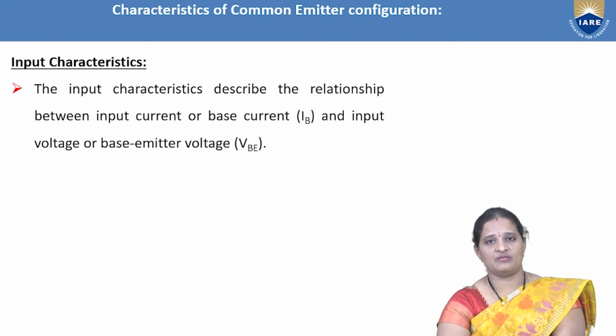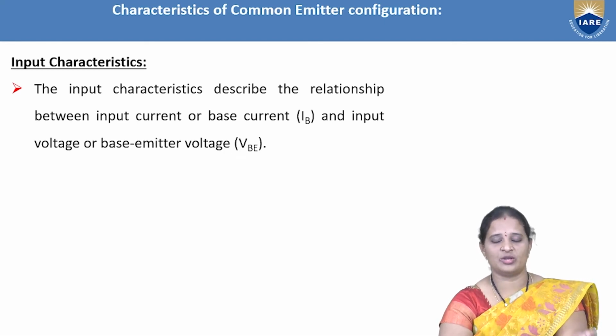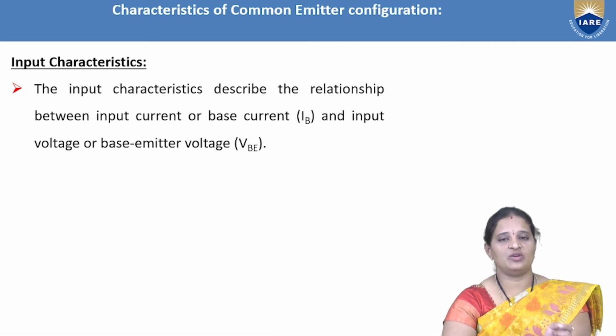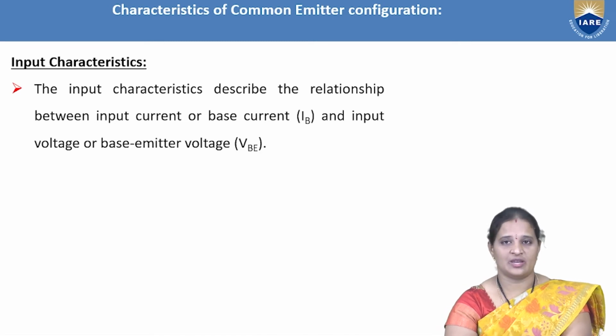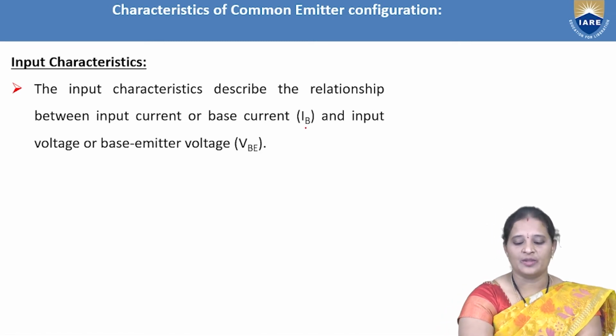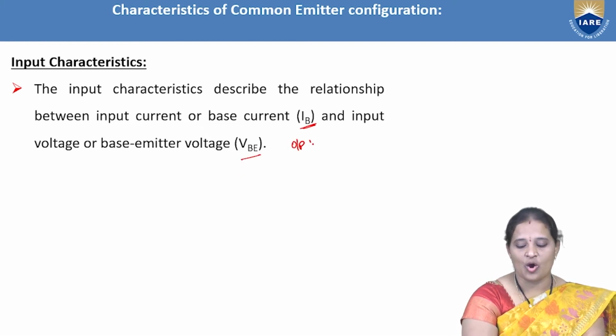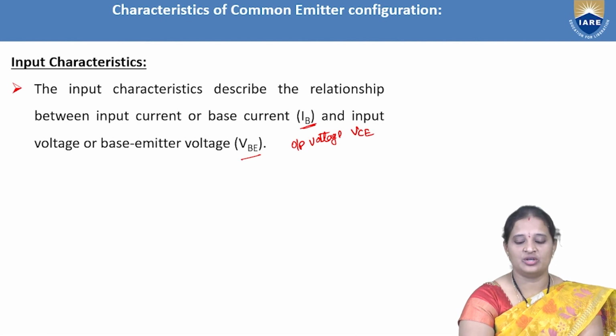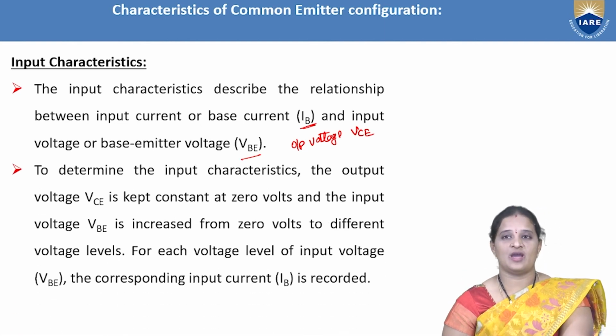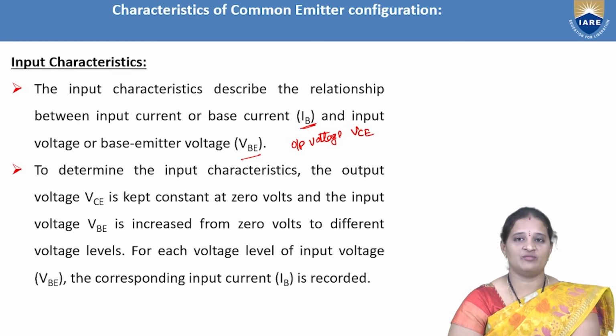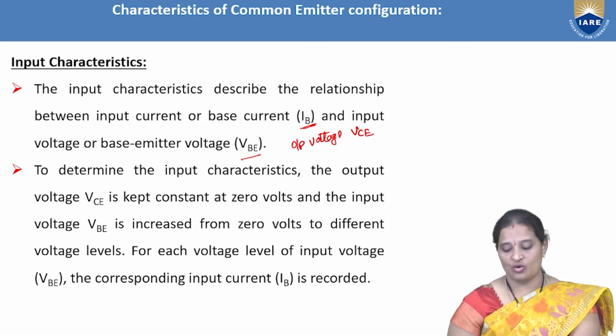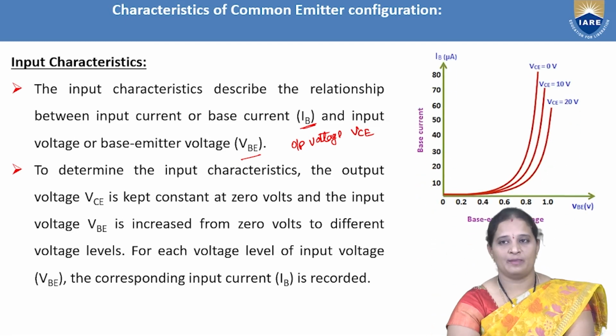Whatever the configuration may be, always remember, input characteristic curves are drawn between the input current and the input voltage by keeping the output voltage constant. So what is the input current here? IB is the input current and VBE is the input voltage, whereas the output voltage is VCE. Keeping VCE constant, we should record the values of VBE and IB, and the graph is to be plotted between VBE and IB by taking VBE on the x-axis and IB on the y-axis.